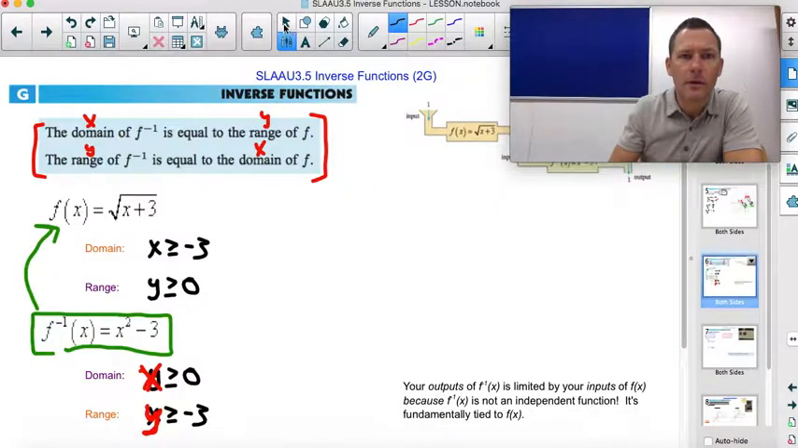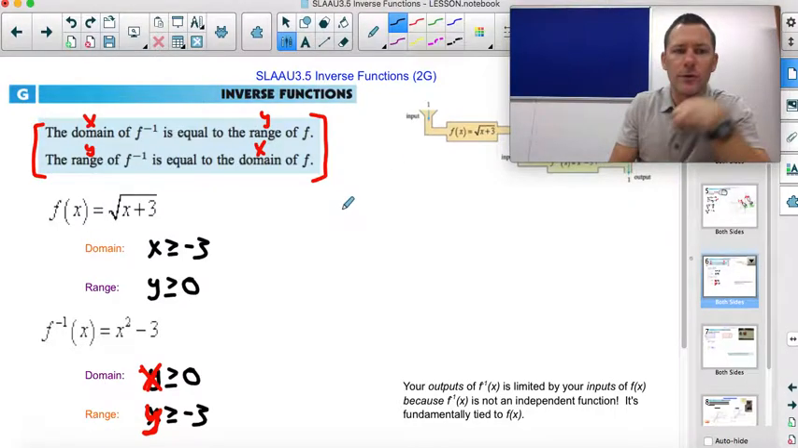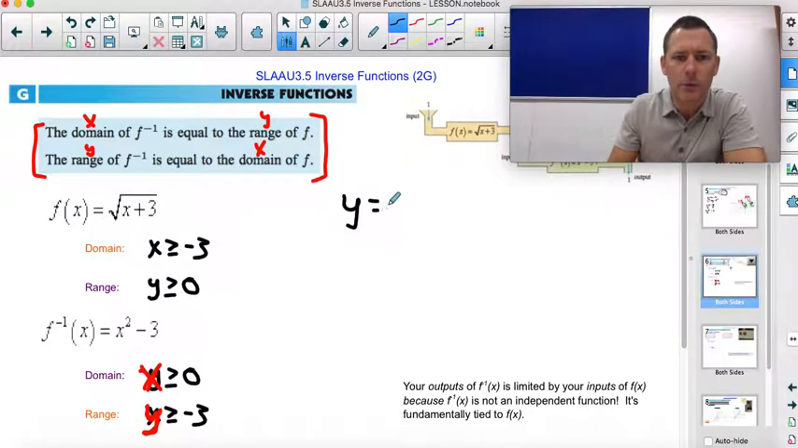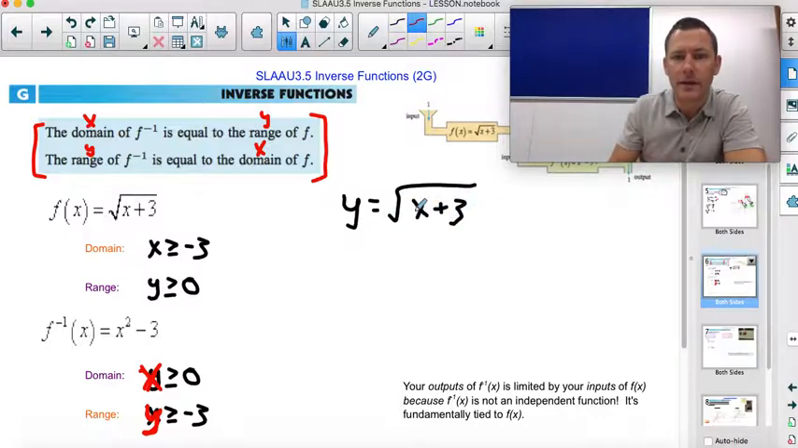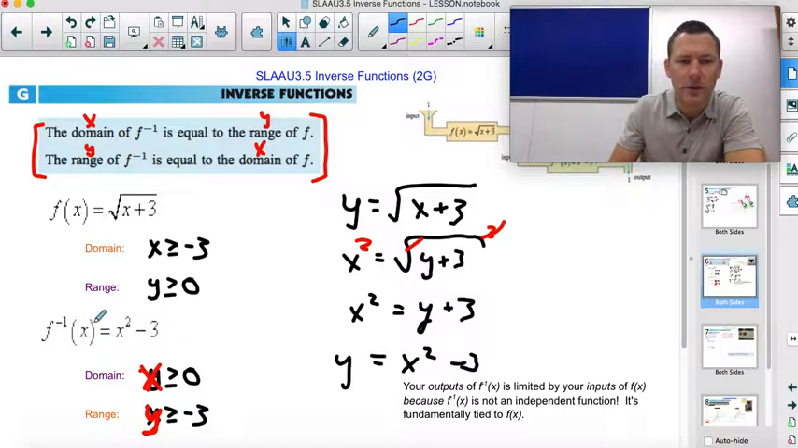Same thing here. These are inverses. I just told you and you took it on blind faith. But if you started with y equals root x plus 3 and wanted to find the inverse, you switch x's and y's. I want my y's to become x's, my x's to become y's. That's what an inverse does. And then you'd solve for that y by squaring both sides. The square and the radical cancel out. You get x squared is y plus 3. So you'd subtract a 3 and you'd get x squared minus 3, just like we expected. Yeah?